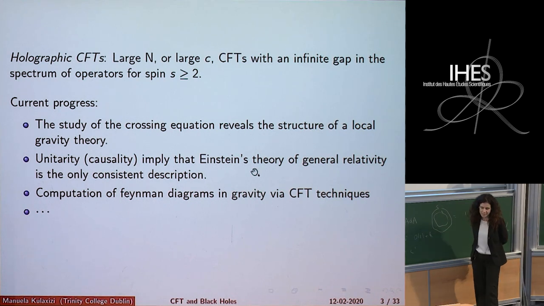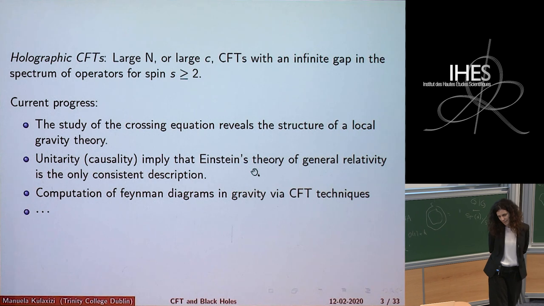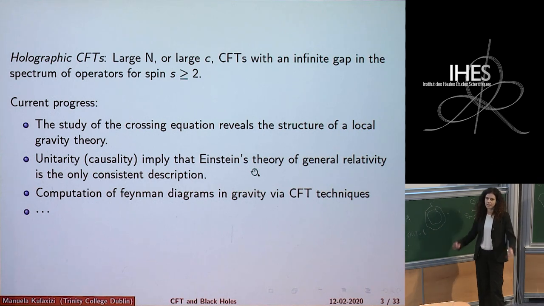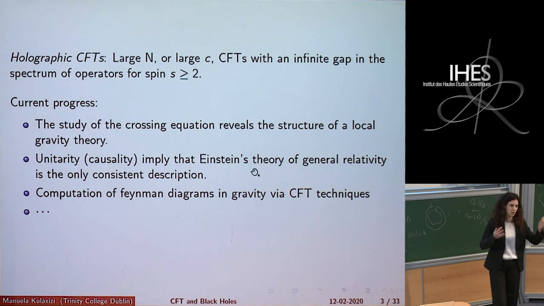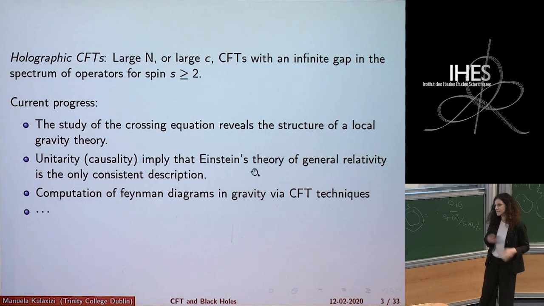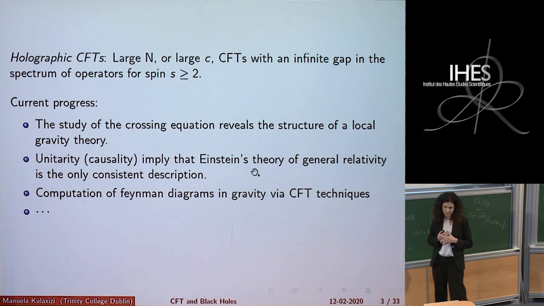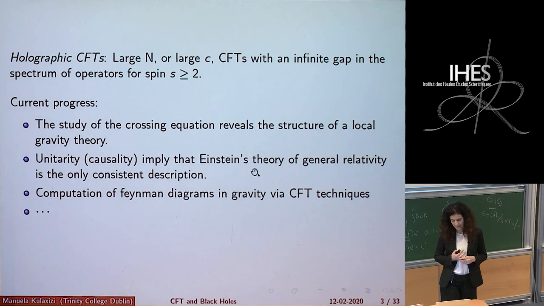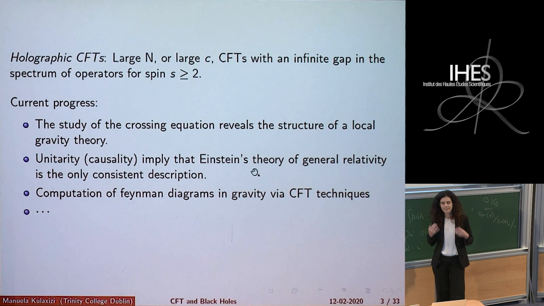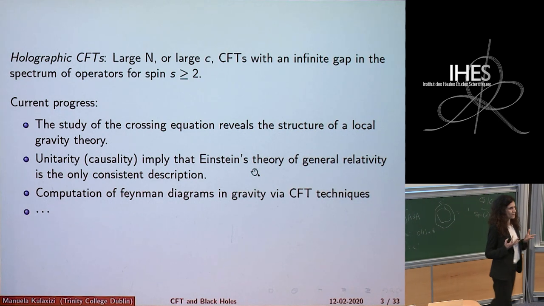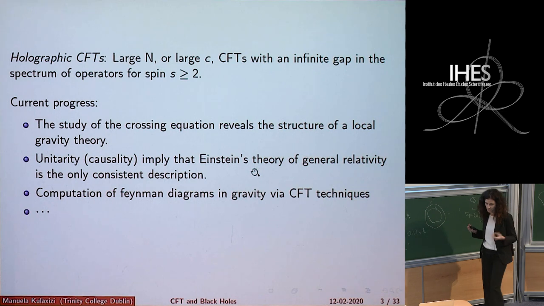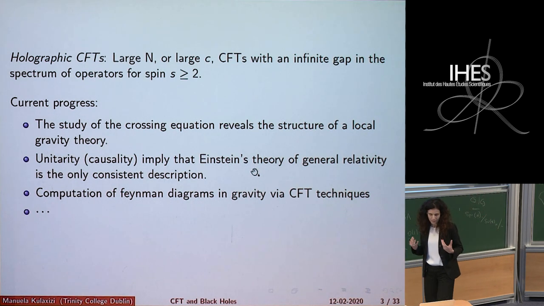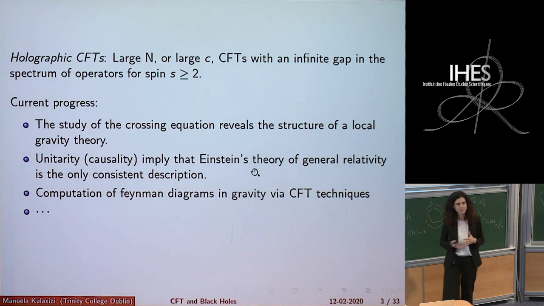So in this talk, we are going to discuss what we call holographic conformal field theories. By that, I don't mean theories that have an explicit holographic dual, but theories that have certain characteristics that we have come to acknowledge as giving us an equivalent local gravitational description in terms of Einstein gravity. These are large N or large C, where C is the parameter that defines the two-point function of the stress energy tensor in the CFT, conformal field theories, which also have an infinite gap in the spectrum of primary operators which have spin higher than 2.